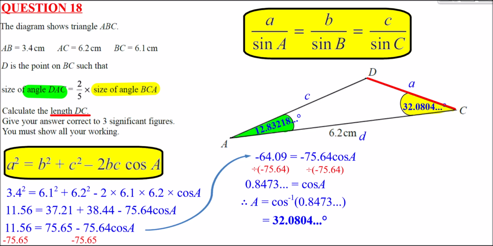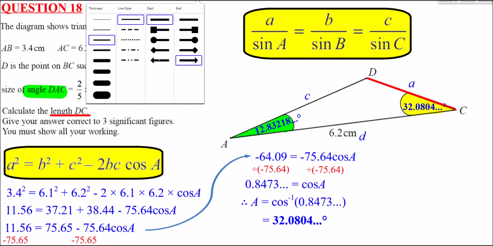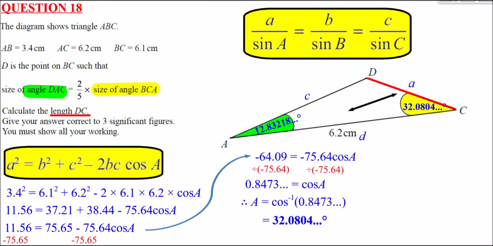So the two pairs of sides and angles I'm going to use are DC and angle A, and also big D and 6.2. To work out this angle here, because we know that angles in a triangle add up to 180, we can just do 180, take away this angle, take away that one, and we see that this one here is 135.087.